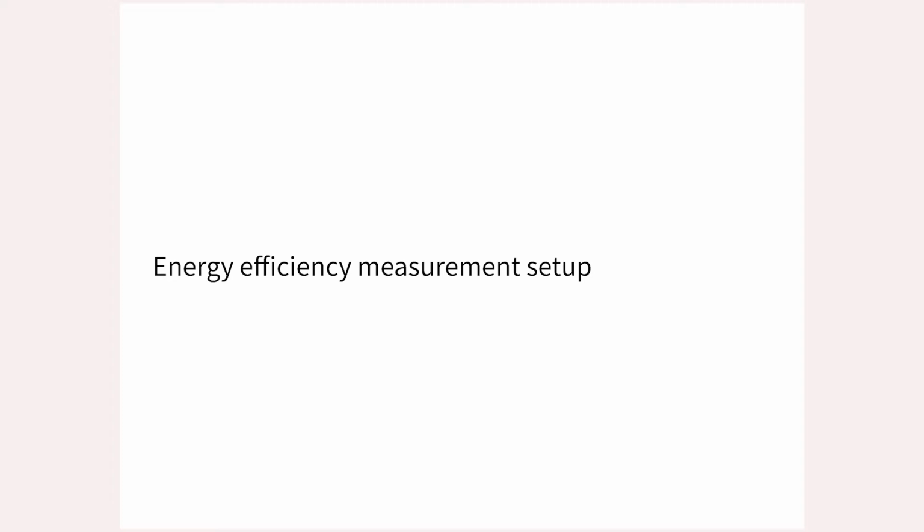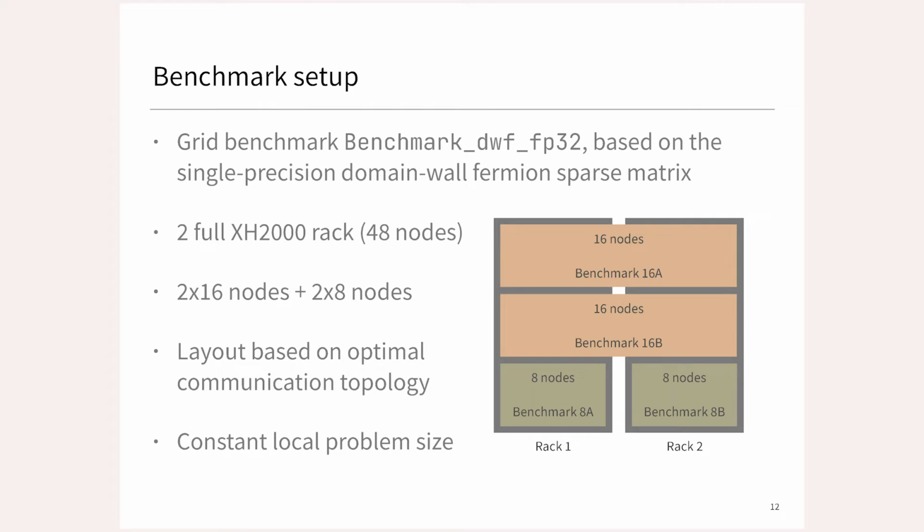Okay, so that's a general presentation of the context and the hardware. And now I'm going to describe exactly what type of testing was done during this study. Here I've been using a benchmark which is integrated in the Grid library, called benchmark_DWF_FP32. What this benchmark does is that it benchmarks a specific sparse matrix, called the Domain Wall Fermion operator, which, without entering the detail, is a typical matrix that needs to be inverted in an actual lattice calculation. And the FP32, as you probably guessed already, means all these operations are done in single precision.